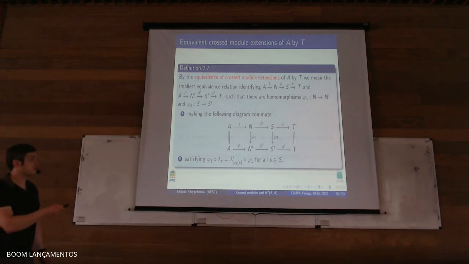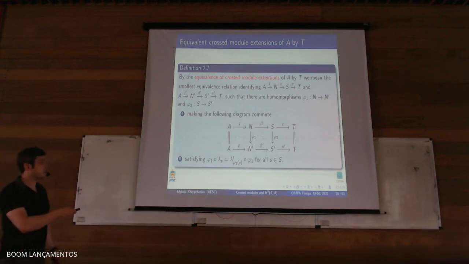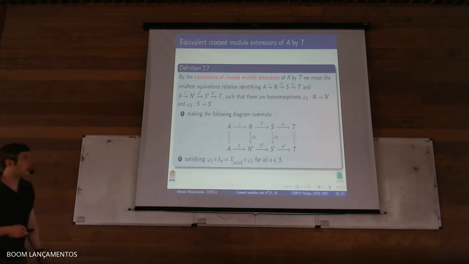You have two sequences, you have two vertical homomorphisms, which make this picture commute. All these three squares should commute. And moreover, it should respect the action. You have your cross-module here, you have a cross-module here, you have the corresponding actions, and so your phi1 and phi2 should respect these actions.